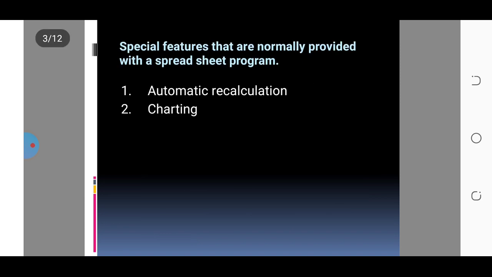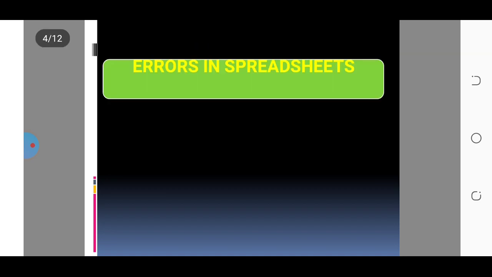We look at the special features. We have automatic recalculation and charting. With automatic recalculation, just like we've seen before, when you change a number, the calculation will carry on automatically. If you make any changes in the values, the calculations will carry on automatically. The other feature is charting. You can use these charts in different formats in a spreadsheet.